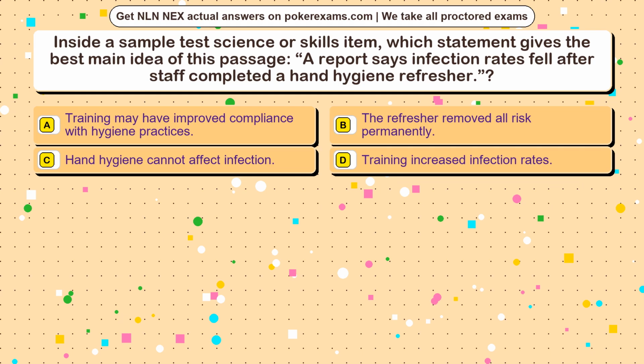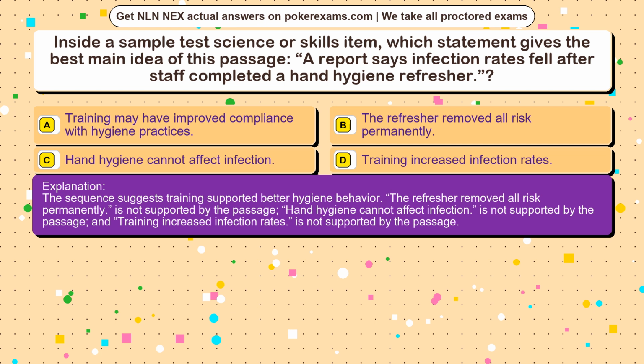The correct answer is option. The sequence suggests training supported better hygiene behavior. The refresher removed all risk permanently is not supported by the passage. Hand hygiene cannot affect infection is not supported by the passage. And training increased infection rates is not supported by the passage.